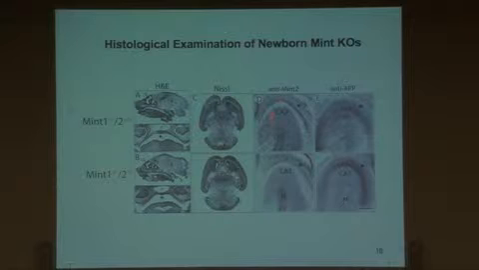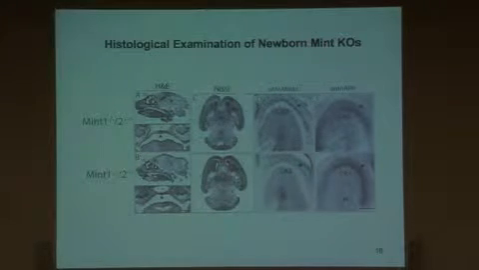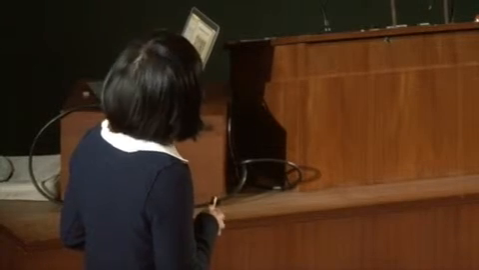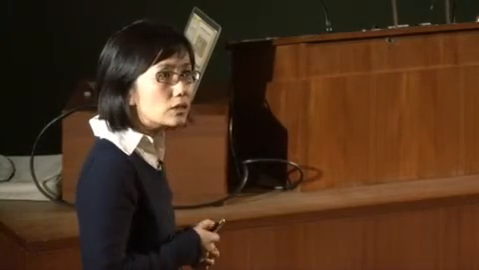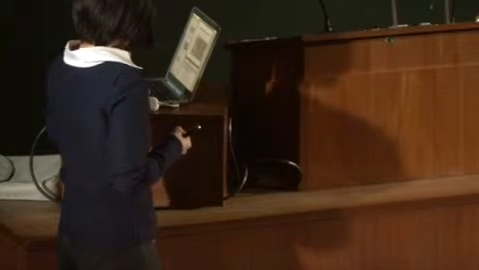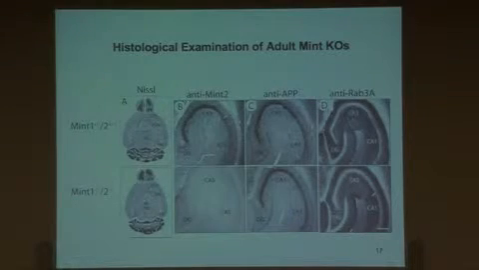And here we did a MINT2 staining of the CA3 region, and as expected, in the MINT1 and 2 double knockout, the MINT2 staining is depleted. And then this is APP staining as a control, so it did not change. We also did a histological examination of the adult MINT1 and 2 double knockouts, the 20% that survive, and we didn't find any dramatic anatomical phenotype associated with the surviving MINT1 and 2 double knockouts.